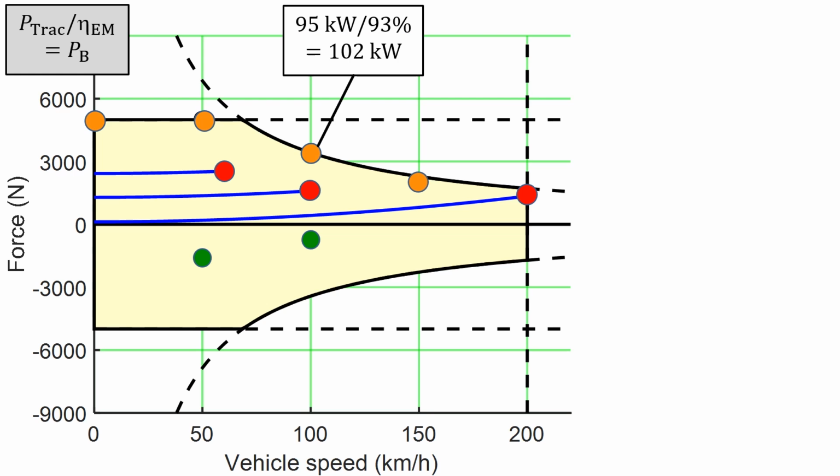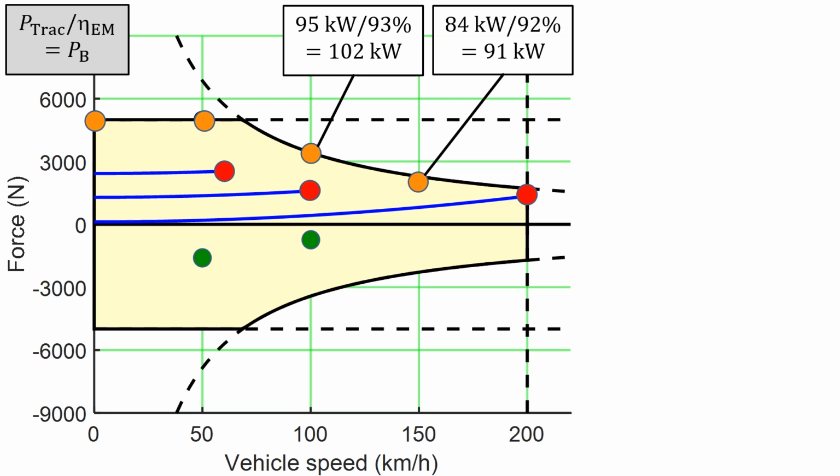This is the operating point with highest traction power. The drive system efficiency is 93%, leading to a battery power of 102 kilowatt. This operating point has a traction power of 84 kilowatt and efficiency 92%, leading to 91 kilowatt battery power. And here we have 75 kilowatt traction power and 90% efficiency, leading to 83 kilowatt.